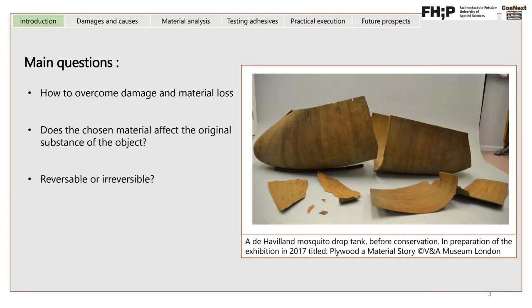Therefore, the main questions for this research were how to restore damages and material loss seen in these objects made with ply or laminated wood without losing the full function of the object. Thus, the chosen material meant to stabilize or overcome these damages may affect the original substance of the object. And the last, are some damages only mendable using irreversible adhesives or other invasive techniques.